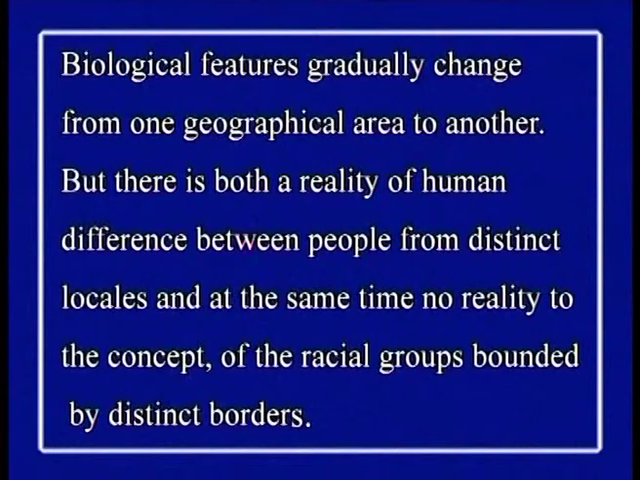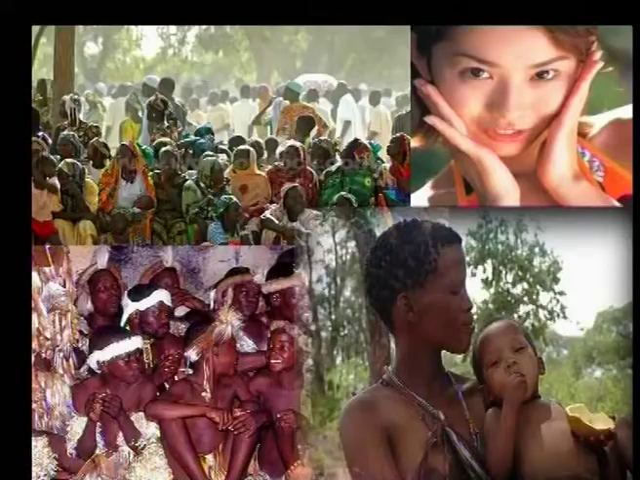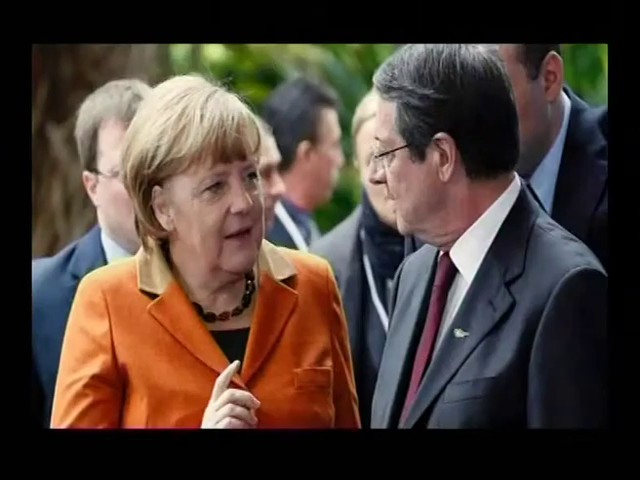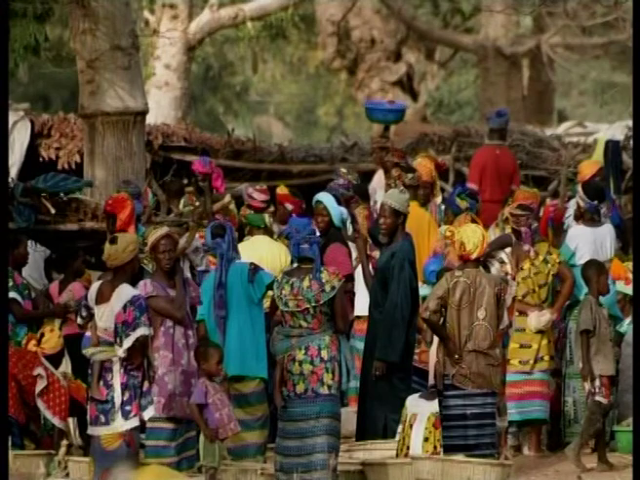That there is both a reality of human difference between people from distant locales and at the same time no reality to the concept of racial groups bounded by distinct borders. So if you look at human population distribution based on a number of nuclear genetic pool, you'll tend to have differences across the world, but in very broad geographical regions rather than in narrow geographical pockets.